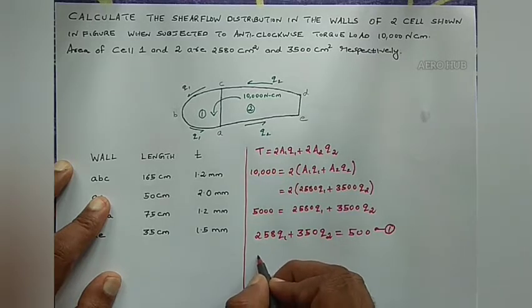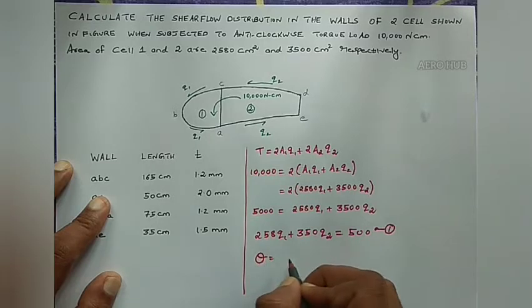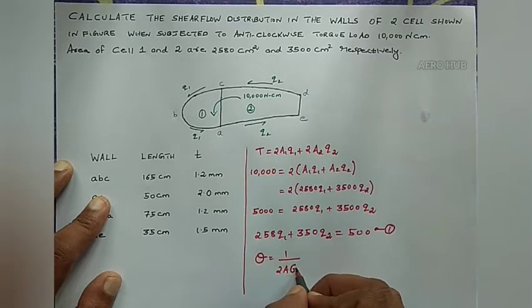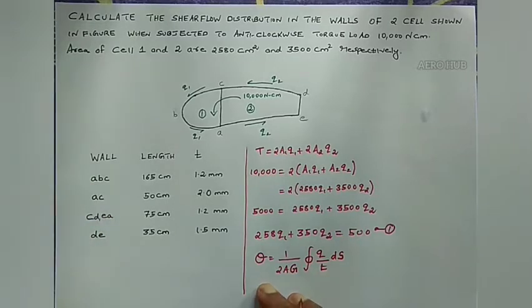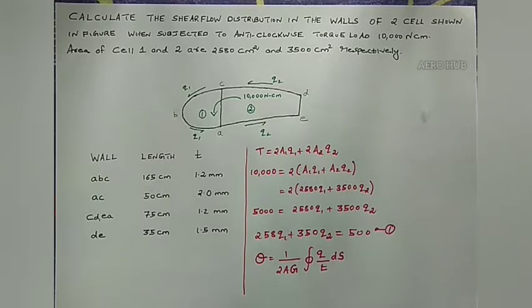Now you have the formula theta is equal to 1 by 2G integral of Q by t ds. We derived this equation in the previous lectures, and I will provide the links of the previous lectures in the description box. Those who are watching this lecture for the first time, or those who are coming to my channel for the first time, can see those lectures in the description box.